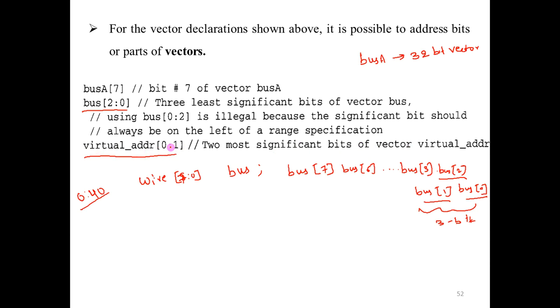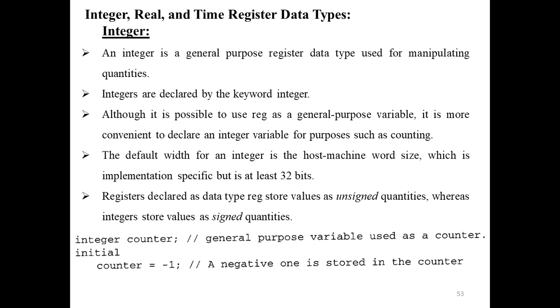Okay, so I hope there are no doubts. So this is all about vectors. Now we'll move on to a few more data types. Integer, real and time register data types. All these are a kind of register data type. There are three kinds: integer, real and time. We'll go in detail individually with all these three.